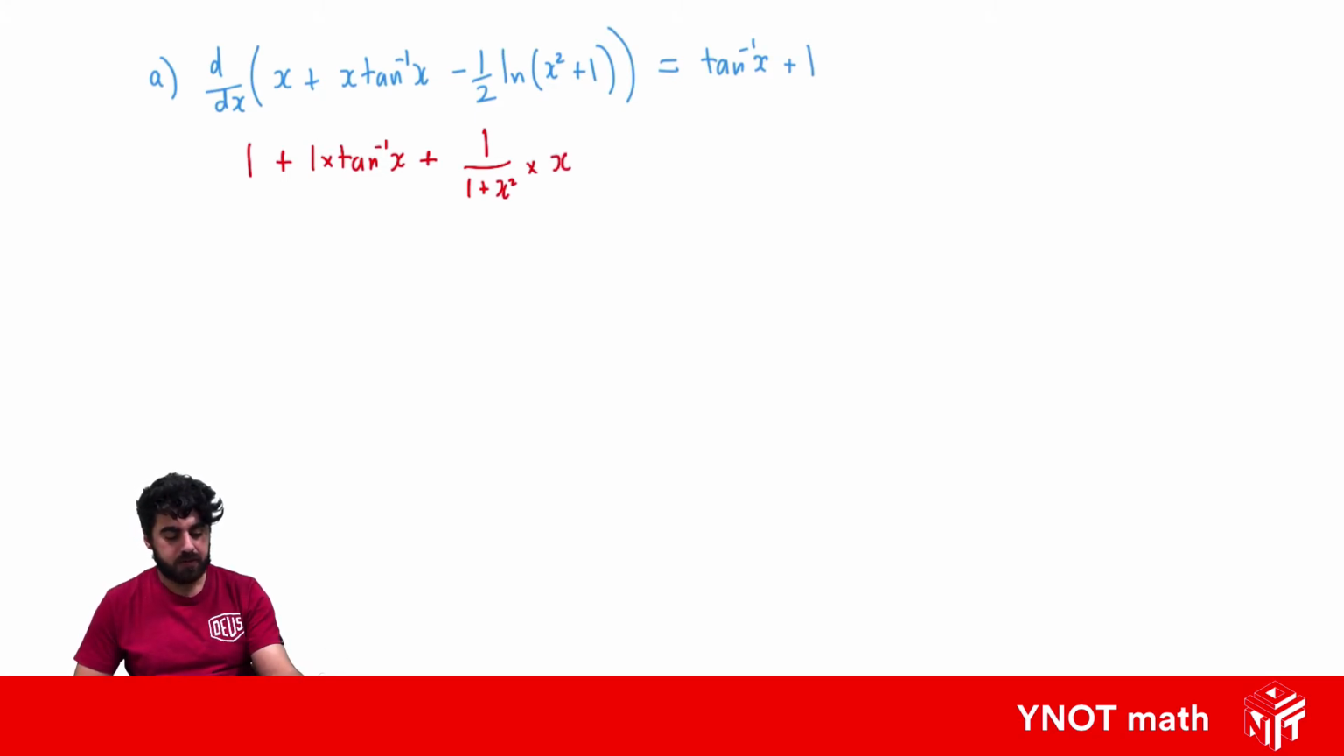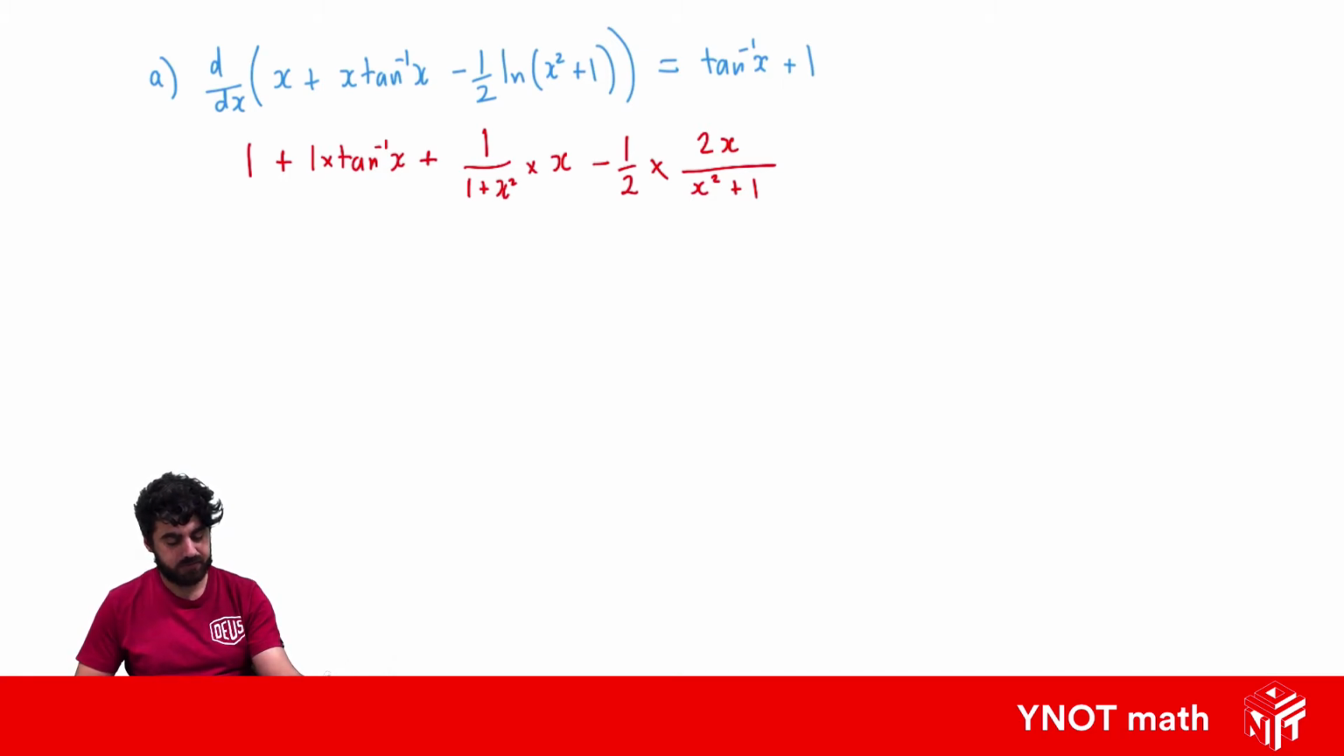Now, deriving this log function, we can just leave the minus a half out the front, and the derivative of a log function is just the function inside goes into the denominator, and the derivative of that function goes into the numerator. So derivative of x squared is 2x, and derivative of 1 is 0. So we end up with this for our derivative.